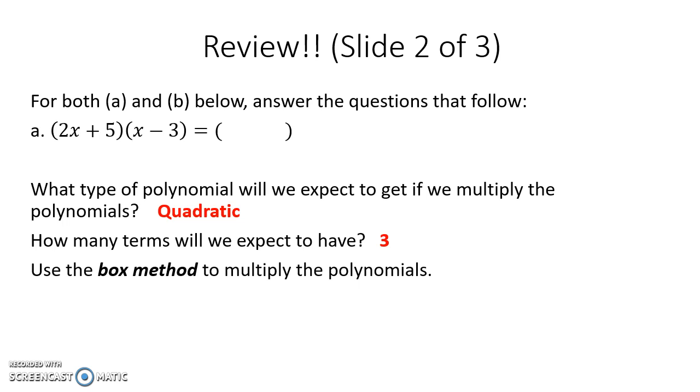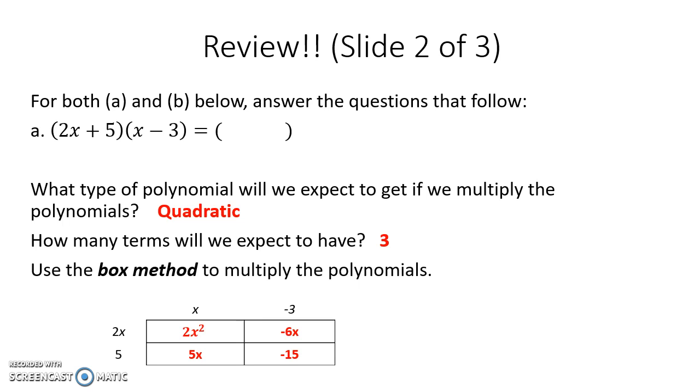Now we want to use the box method to multiply the polynomials. Since I have a binomial, which has 2 terms, times a binomial, I know it's going to be a 2 by 2 box. And you can see over here that I put the first factor to the left and the second factor on top. It doesn't matter which order you put them in, as long as you have this 2 by 2 box.